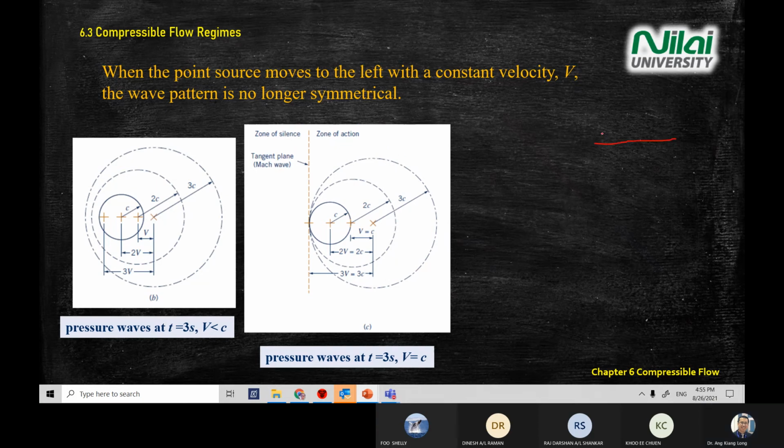For example, let's say you have an aircraft, a fighter jet, flying above you, and this fighter jet is making this Mach wave. So you are hearing some voice from the aircraft. However, if your friend stands in front of the jet, he won't hear the jet coming. He can only hear the jet after this Mach plane. This scenario only happens when the velocity equals the speed of sound.